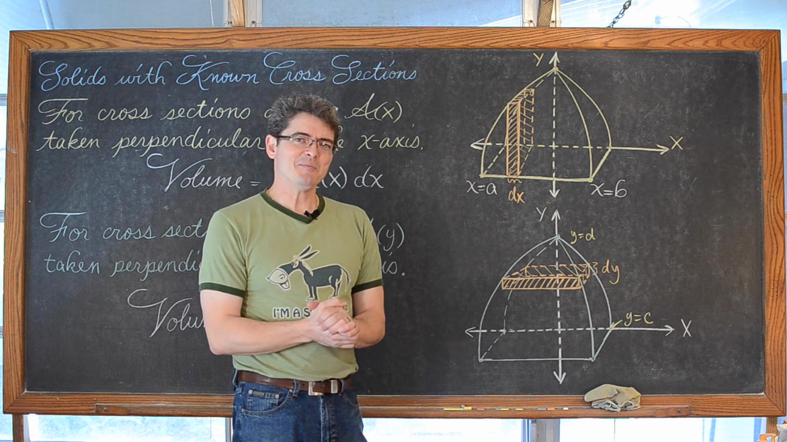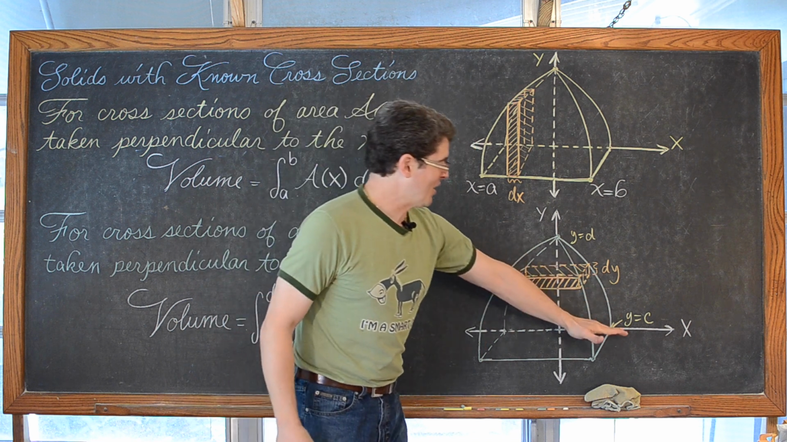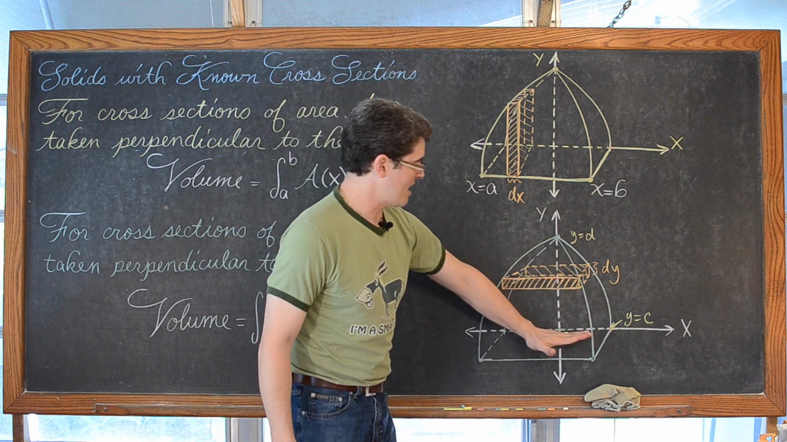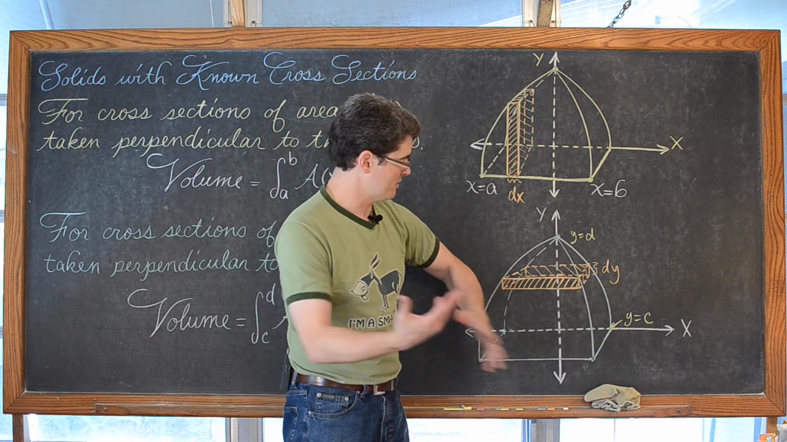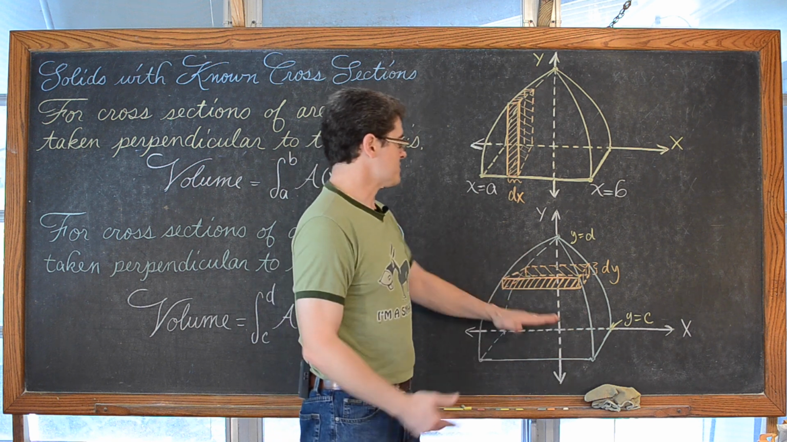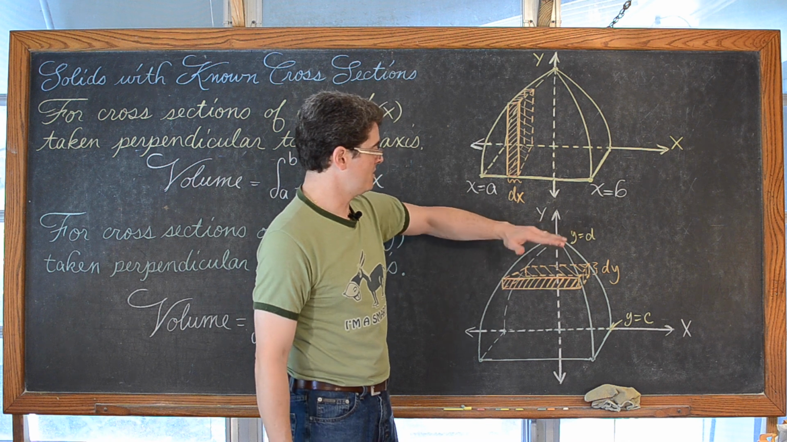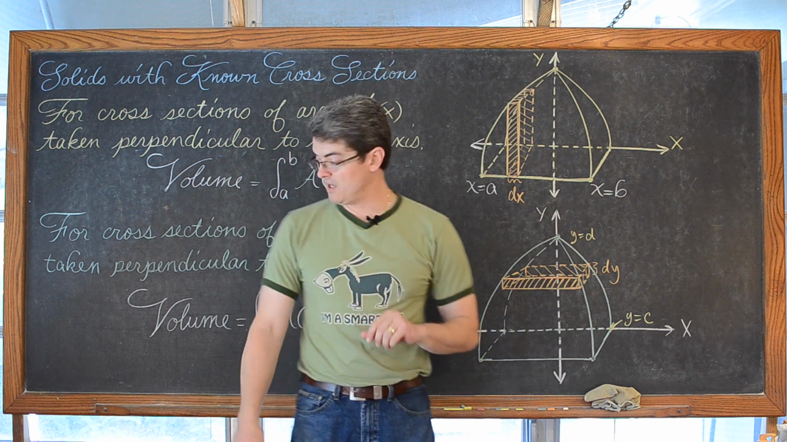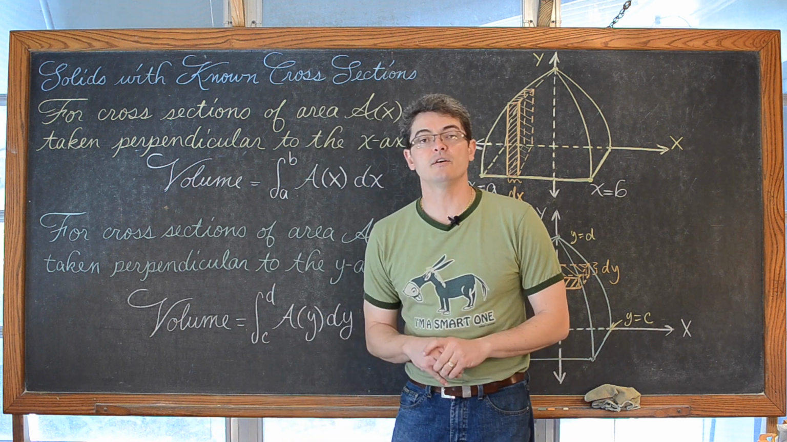So a pretty darn good estimate. With our lower y value of c at the bottom of this three-dimensional solid we're trying to find the volume of, and the upper y value of d, those are the lower and upper limits on our definite integral.